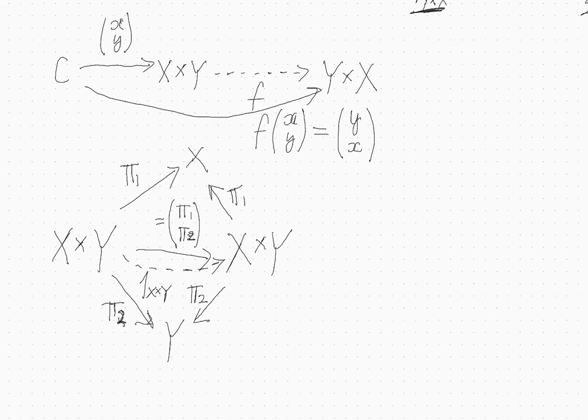Now, my morphism f that I'm looking for should be such, according to the diagram we have above, that this composite equals the other ordered pair, pi2, pi1, right?